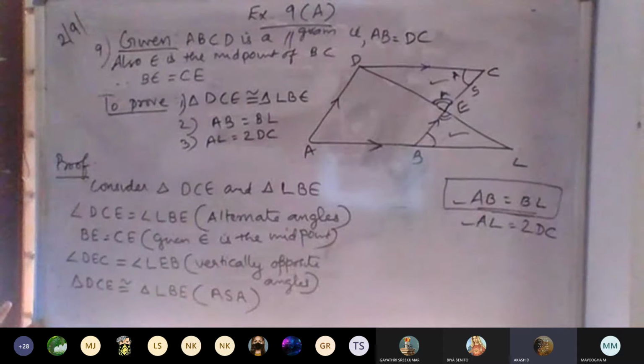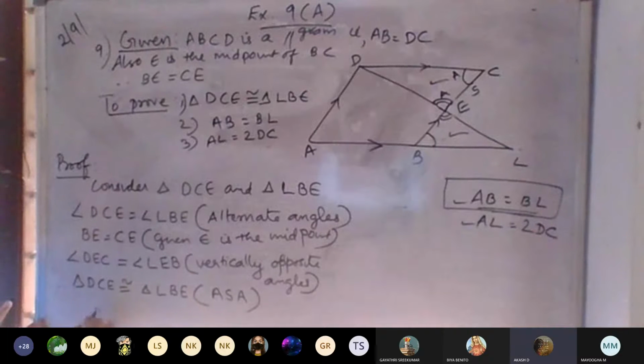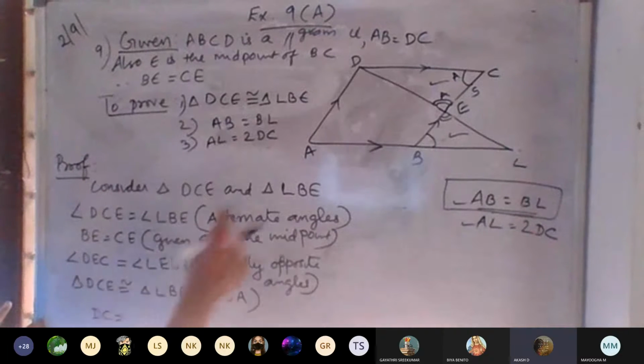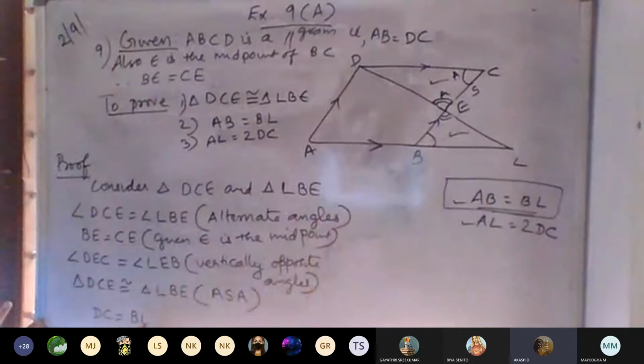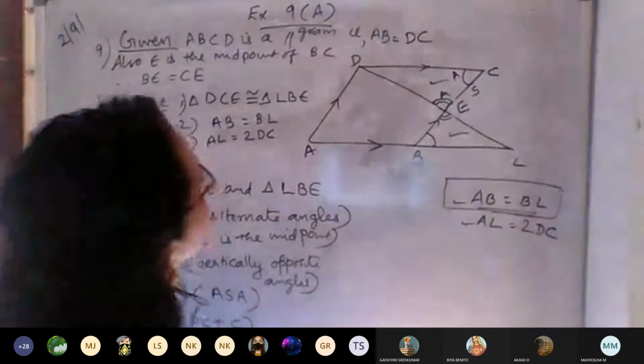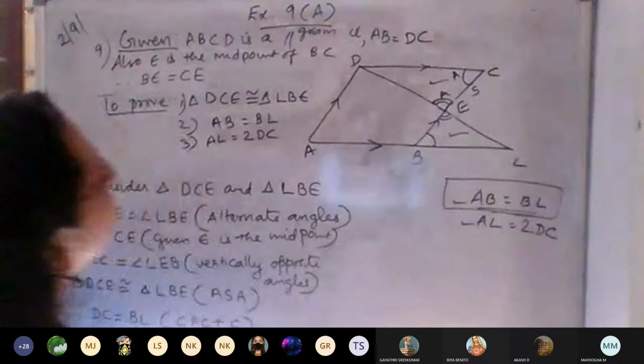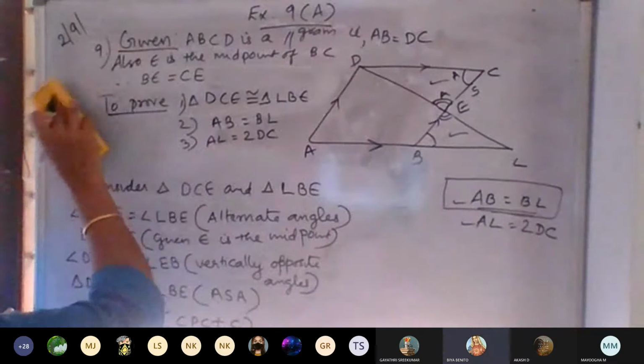Next, we want to prove AB is equal to BL. Therefore we can write DC is equal to BL, that is corresponding parts of congruent triangles, CPCT. Up to this is completed, can I rub this? Yes, ma'am.